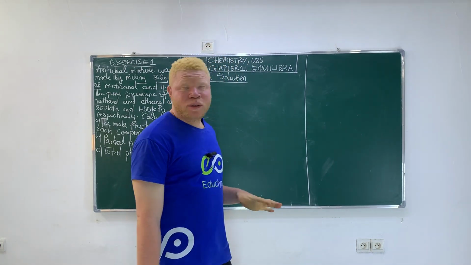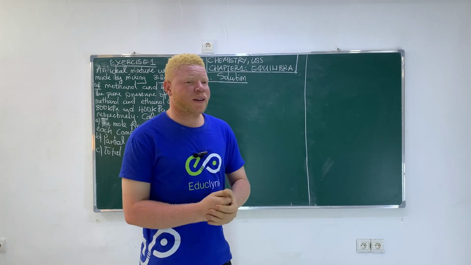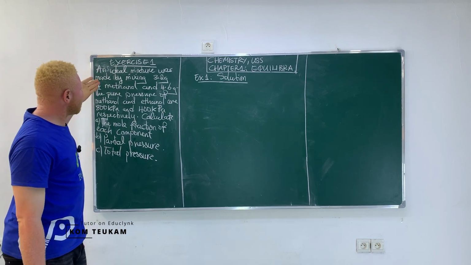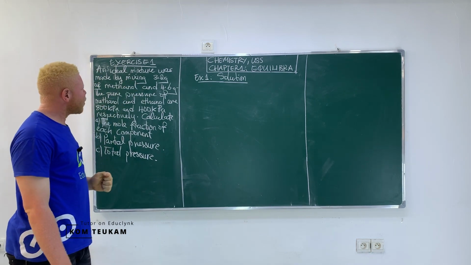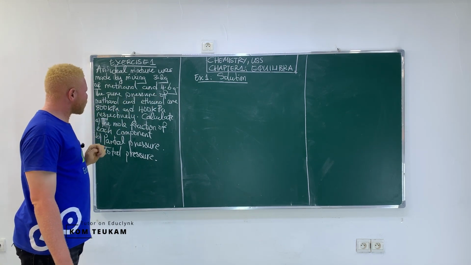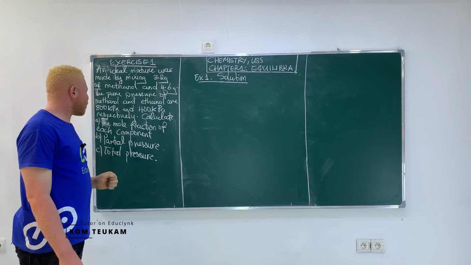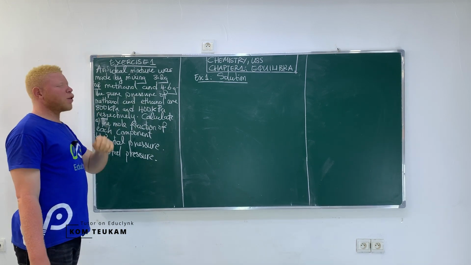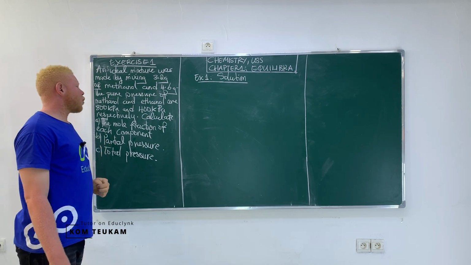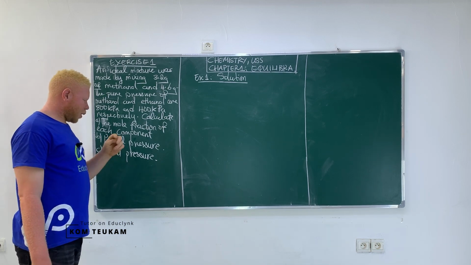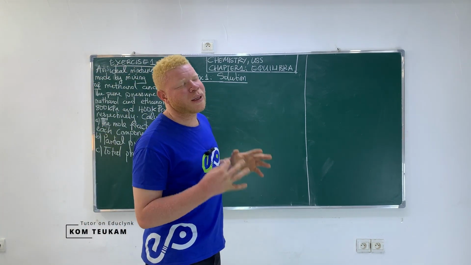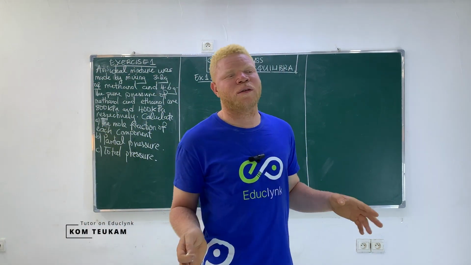So we're going to do the correction of exercise 1. Let me read exercise 1 again. Exercise 1 goes thus. An ideal mixture was made by mixing 3.2 grams of methanol and 4.6 grams of ethanol. The pure pressures of methanol and ethanol are 800 kilopascal and 400 kilopascal respectively. Calculate A, the mole fraction of each component, B, the partial pressure, and C, the total pressure.